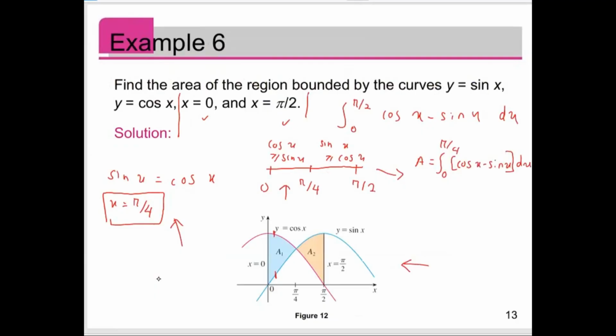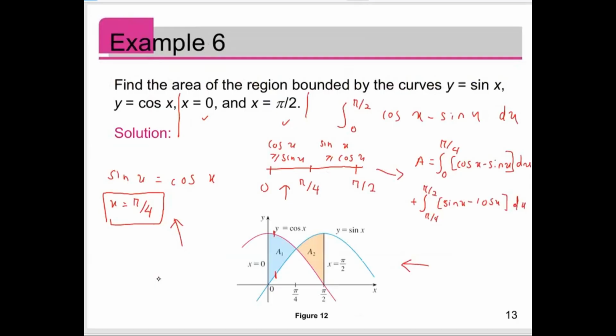And then for the second interval, you are going to have integration from pi over 4 to pi over 2. All right, and then for this case, sine x is bigger. You put the square bracket, sine x minus cos x dx. Right, so I think finding the integral for cos x and sine x is easy for now.